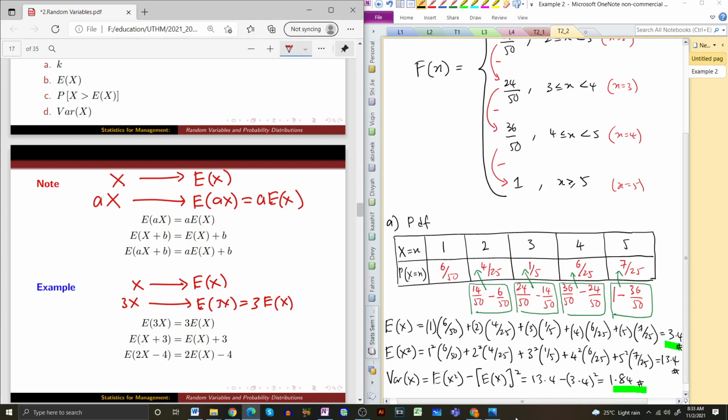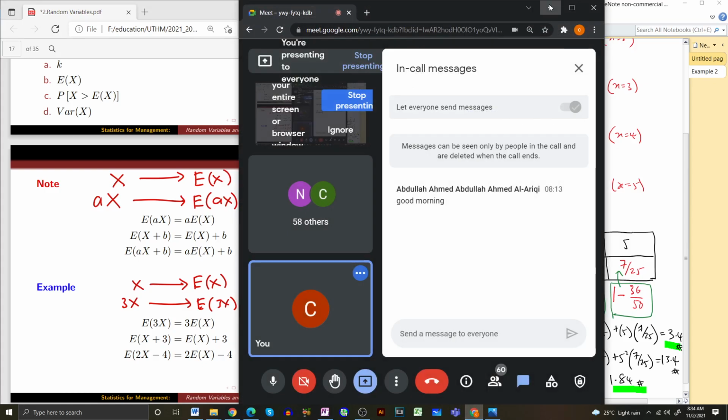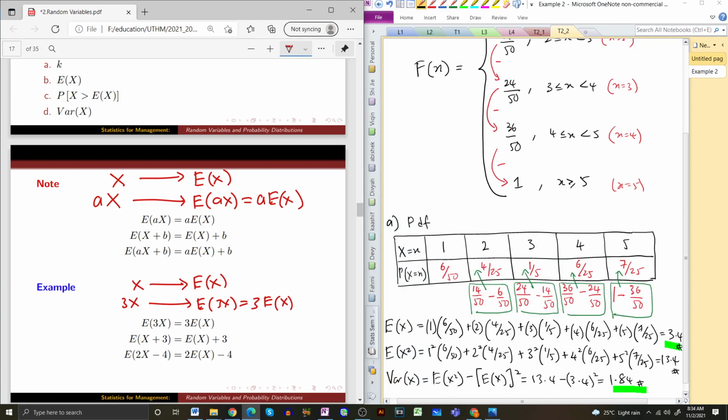The same goes for E(x) plus 3: you just add 3. And if it is 2x minus 4, you multiply the original mean by 2, then minus 4. So whatever linear transformation has been done to the data, you just do the same to the mean. Okay, that is for expected value. In other words, this is for mean.